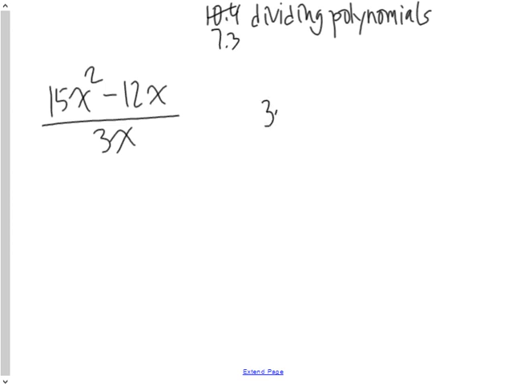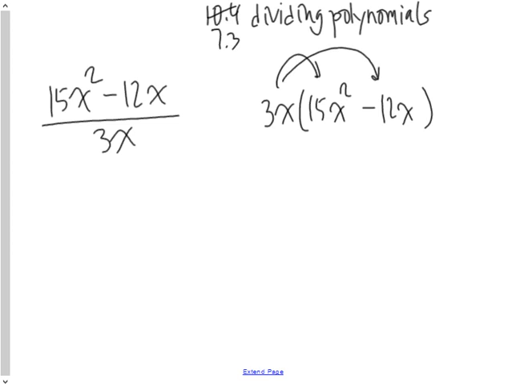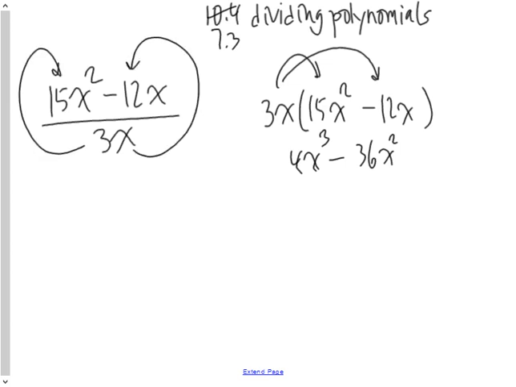If this question were a multiplication, we know that each of these terms inside the bracket has to be multiplied by 3x. So we would have 45x cubed minus 36x squared, because we would multiply all the terms in brackets by that 3x. The same thing is true when we have division. Each term must be divided by that 3x.